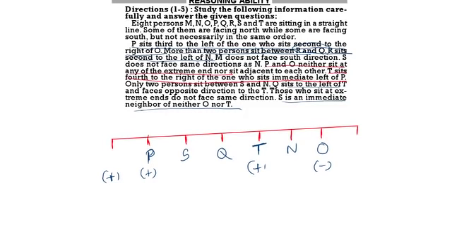R and N. Regarding R and N, R is sitting second to the left of N. That means R I am taking here as second to the right of N. That means N is minus, since the persons who are at the extreme ends are not facing the same direction. Since this is plus, this will be minus. And we are left with M. M does not face south, so M is facing north direction.